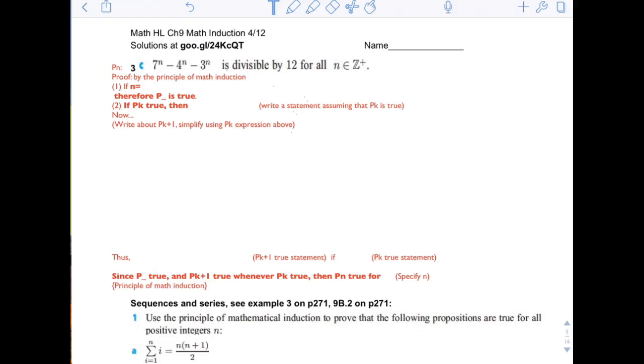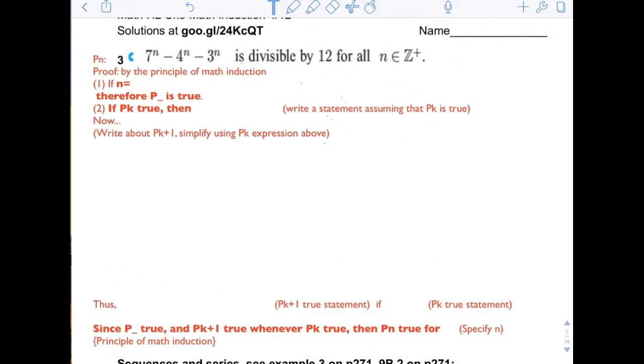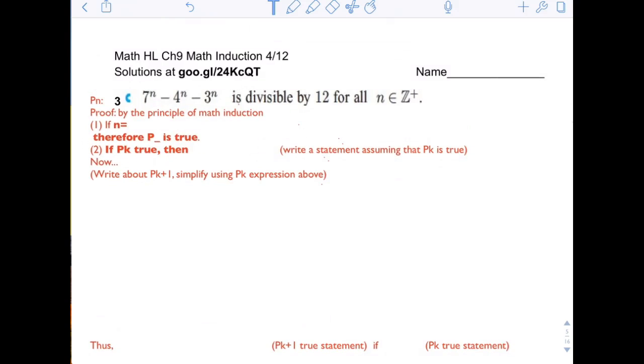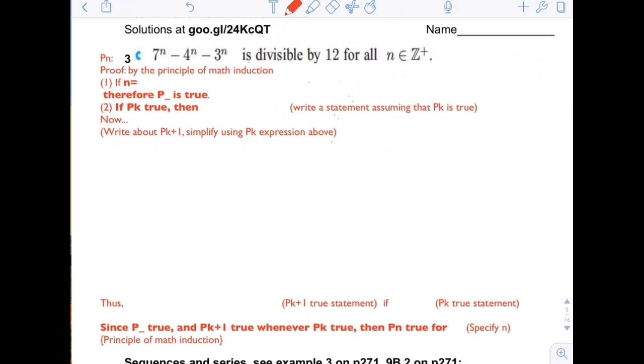Okay, here we are on page 4 of math induction. First thing we're going to do is put my template here. Do you see how lazy I am? I didn't want to rewrite this, so I just positioned it to show that P subscript n, the proposition of the conjecture, is that 7 to the n minus 4 to the n minus 3 to the n is divisible by 12 for all n that are positive integers. So basically that's saying n is 1, 2, etc.